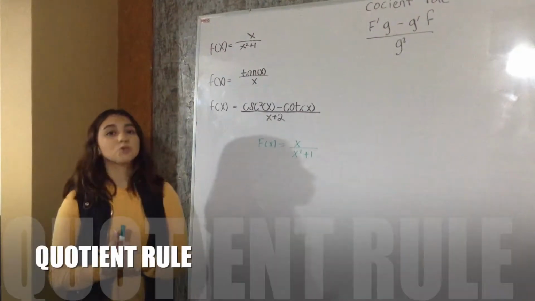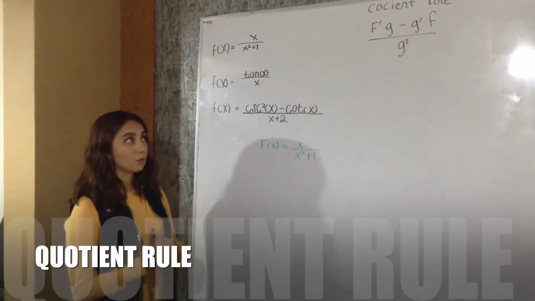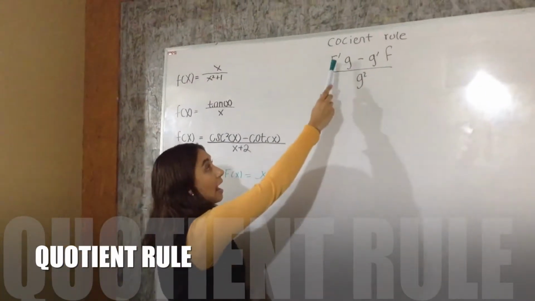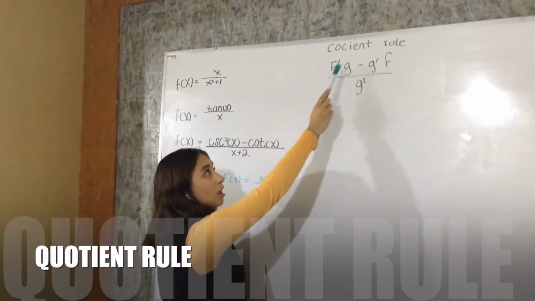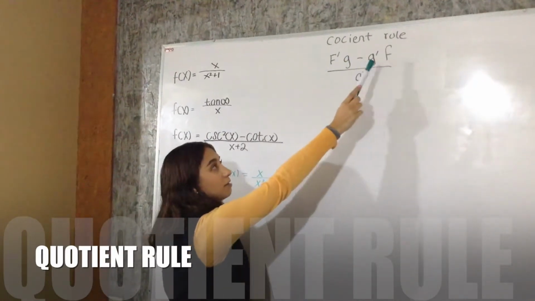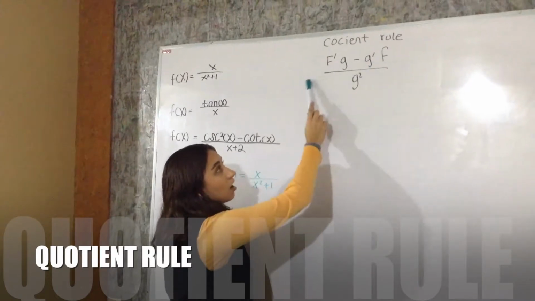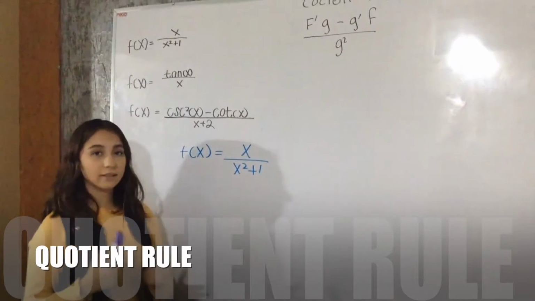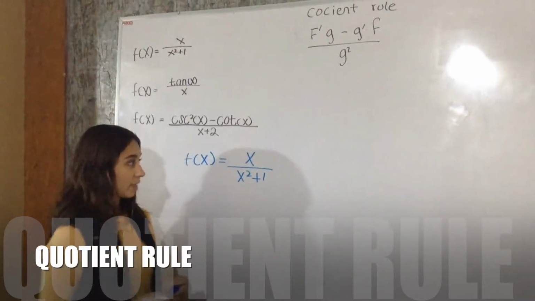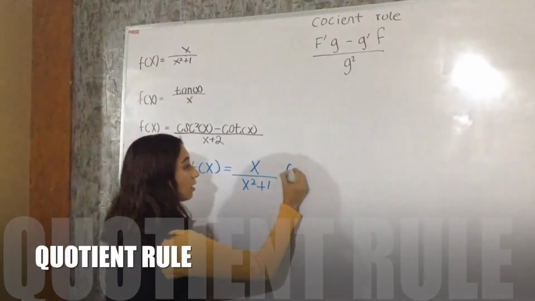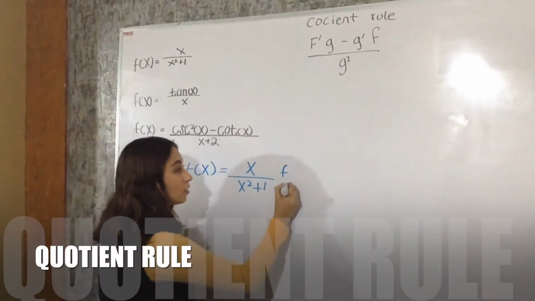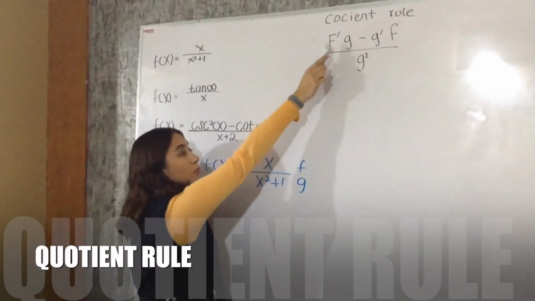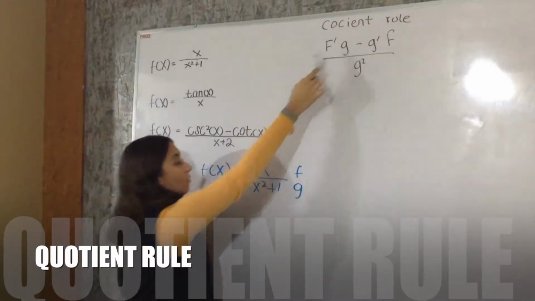Now I am going to show you how to use the quotient rule. First we have to know that the quotient rule is the derivative of f by g minus the derivative of g by f, all over g squared. First, we have to identify our f and our g. Our f is going to be the one on the top and our g is going to be the one in the bottom.